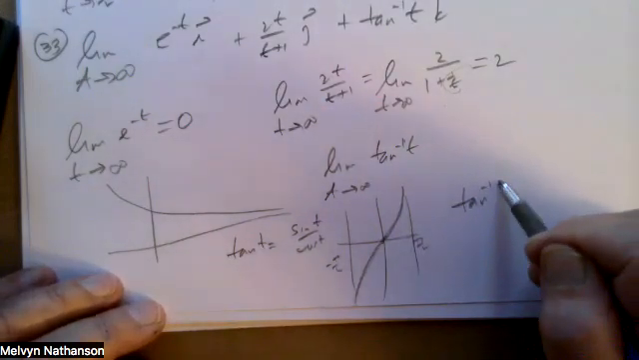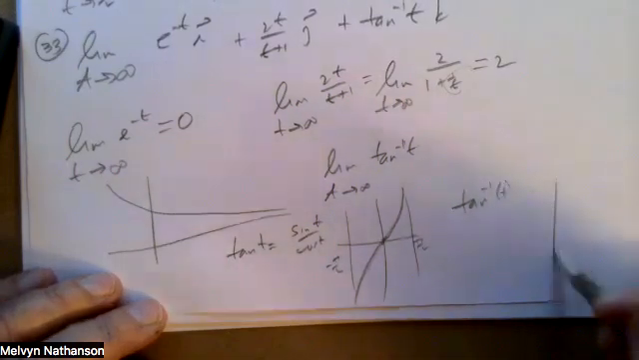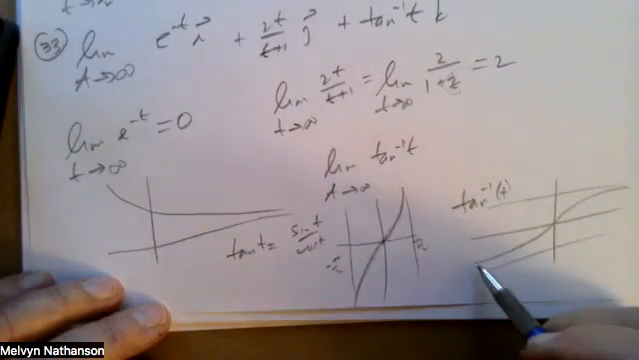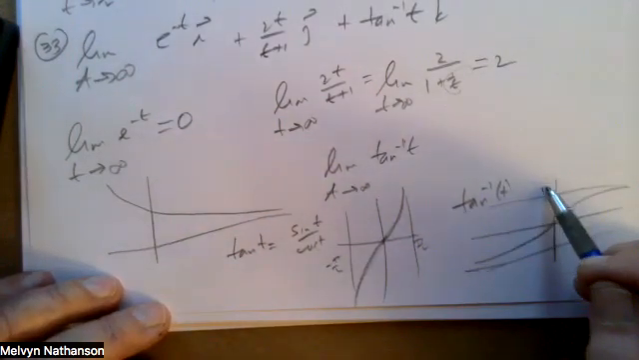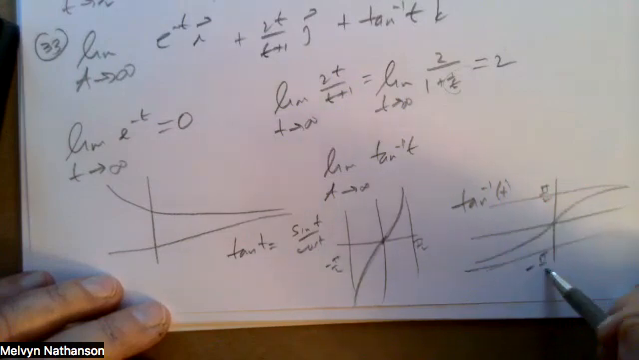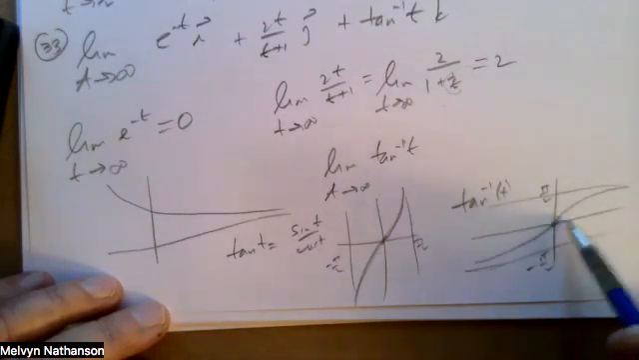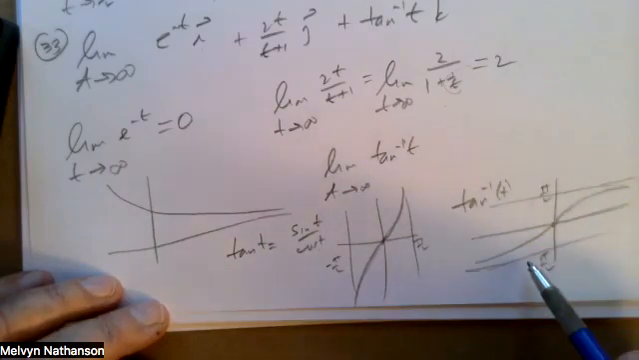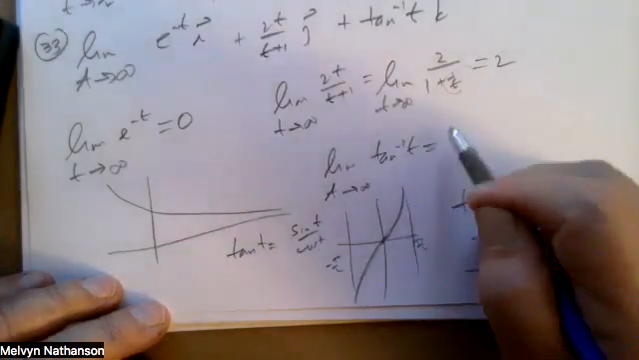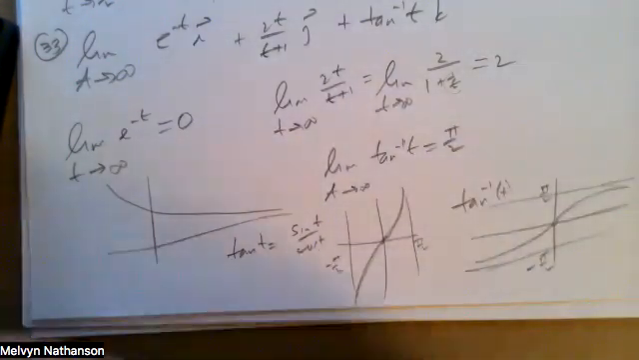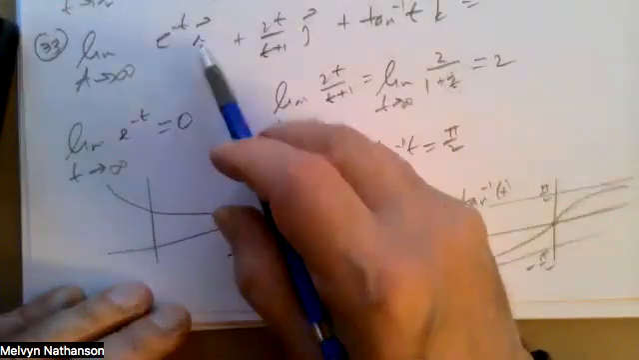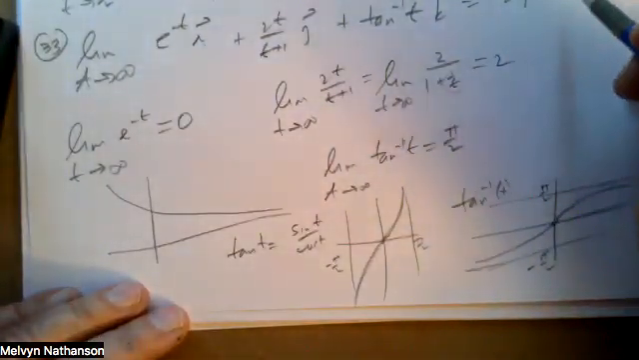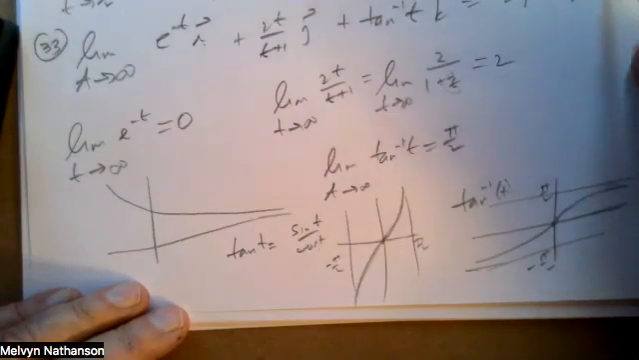And the graph of the inverse tangent of t looks like that. This is pi over 2. This is minus pi over 2. As t goes to infinity, the arctangent, or the inverse tangent, approaches pi over 2. So this limit is 0 times i, 2 times j, and pi over 2 k. Okay.